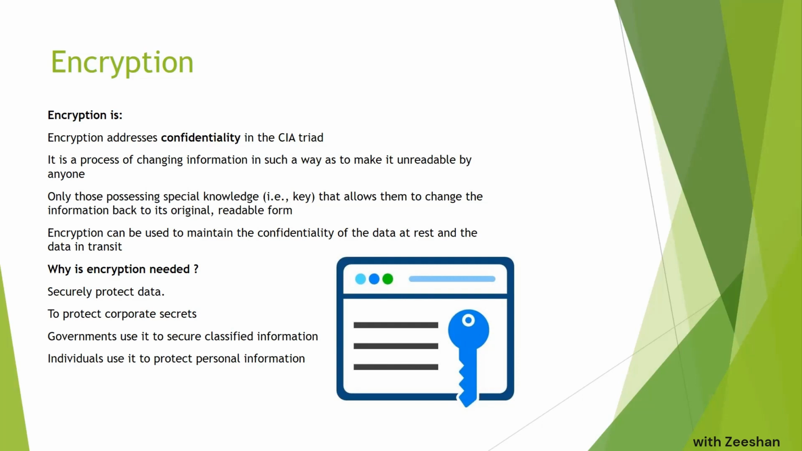So why is encryption needed? To securely protect data, to protect corporate secrets. Government uses it to secure classified information. Individuals use it to protect personal information.